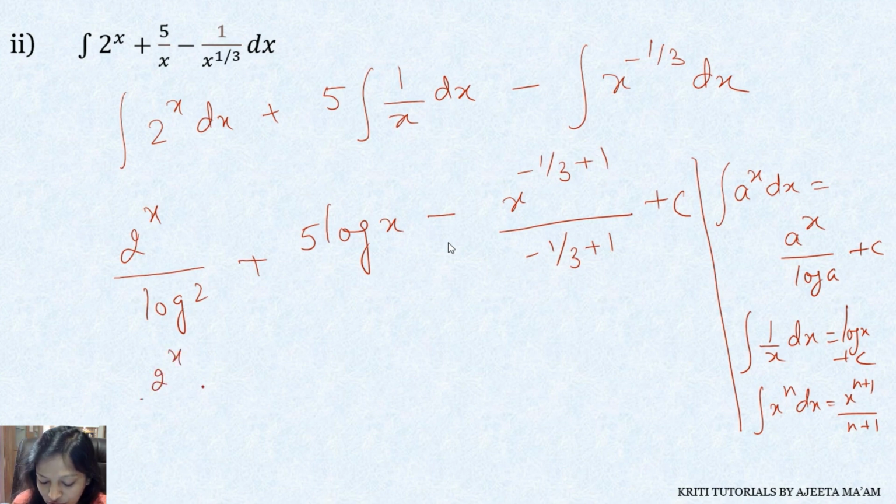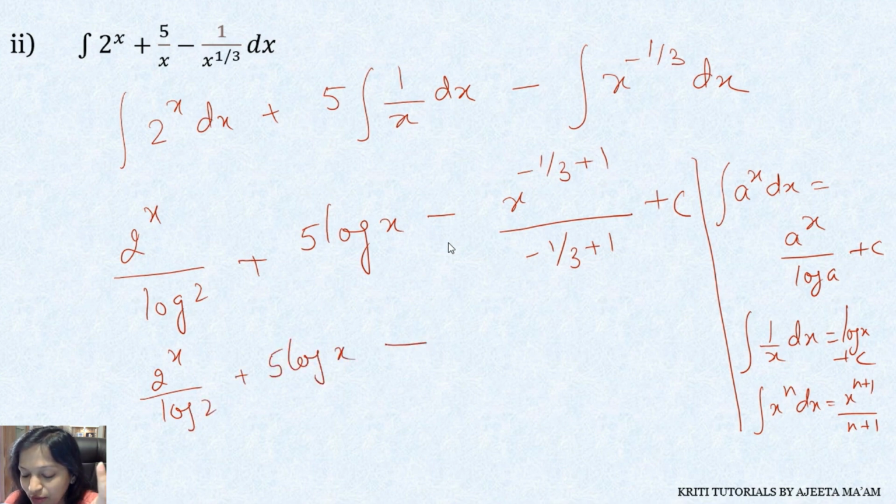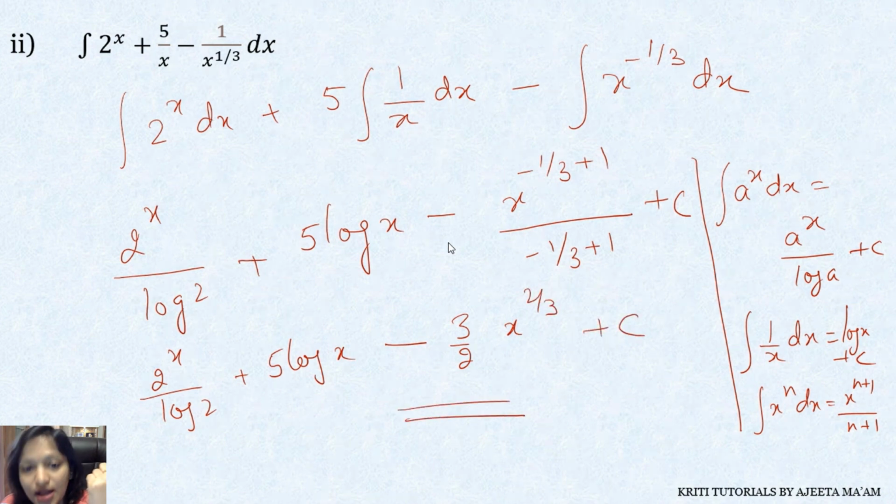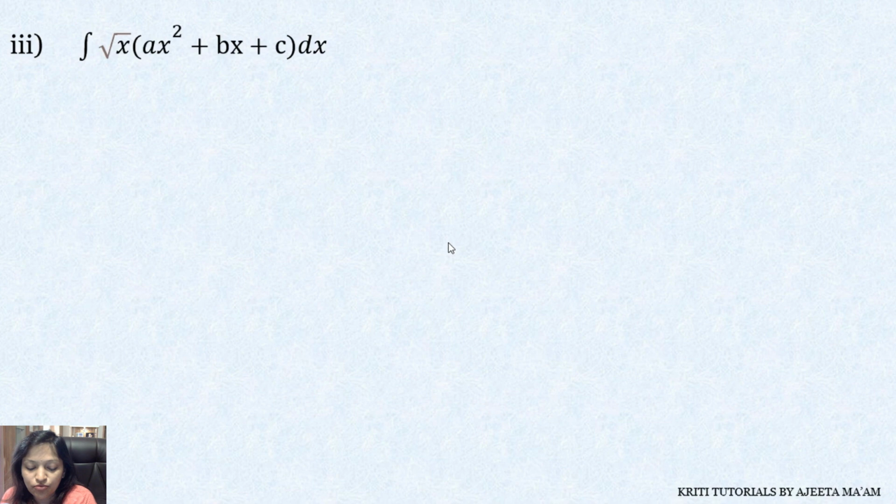Okay, so now 2 raised to x upon log 2, 5 log x minus. Now let's calculate this. Minus 1 by 3 plus 1, what will it be? 2 by 3. So it will become 3 by 2 and x raised to 2 by 3 plus c. So this is your final answer. So we have three integrals though, but it's simply formula based. Right? Now let's move on to the next.